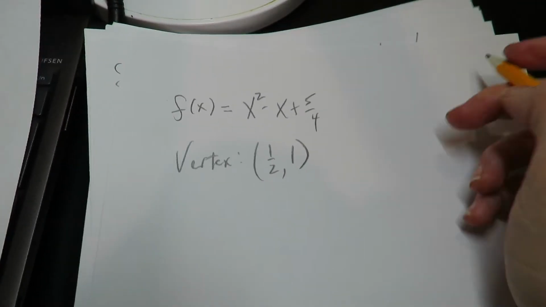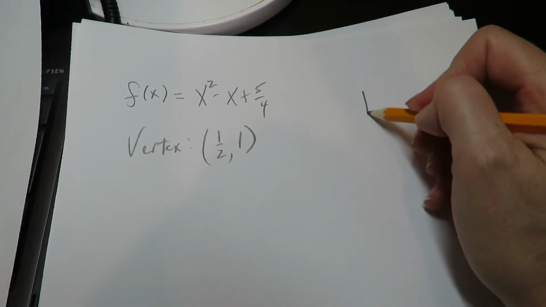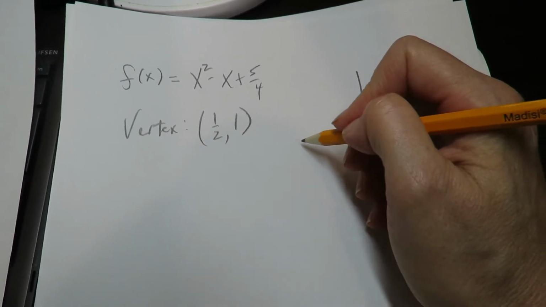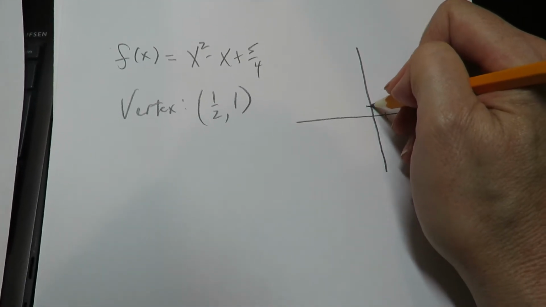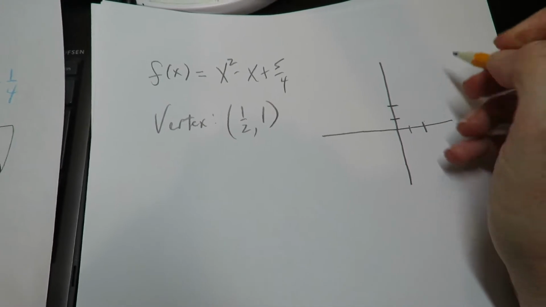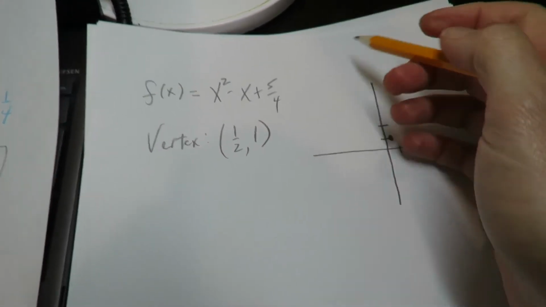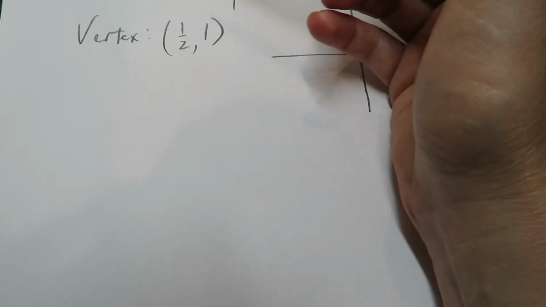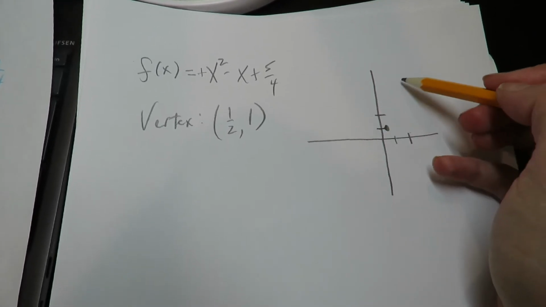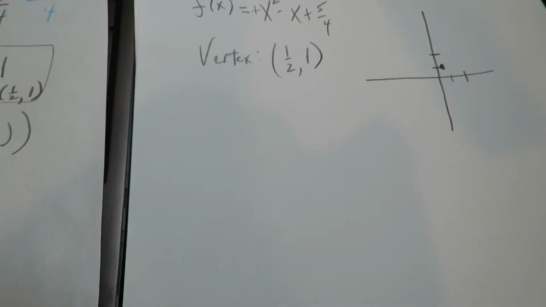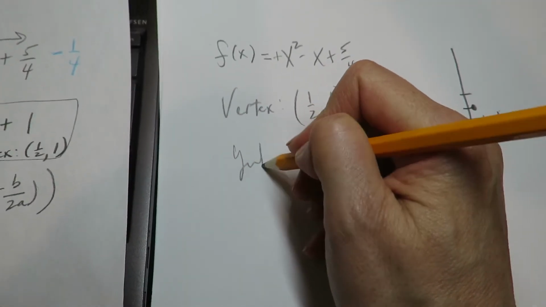Alright, let me just look at it for a second, because not all parabolas have x-intercepts. They all have y-intercepts. Okay, so if you're at a 1/2, you're right here. And since the front of this is positive, it means it's face up. So it's going to look like this, which means it doesn't have x-intercept. So I'm not going to waste my time finding that. Alright, but they all have y-intercepts.